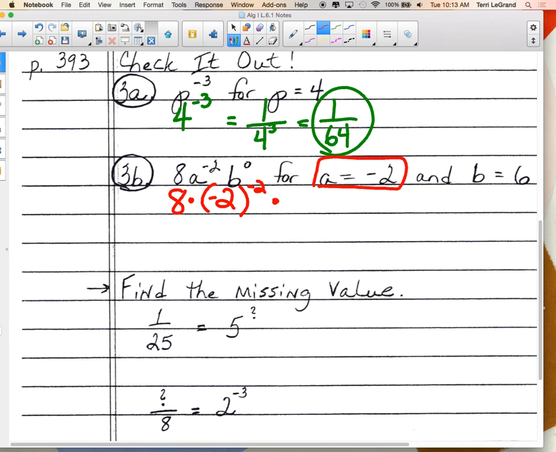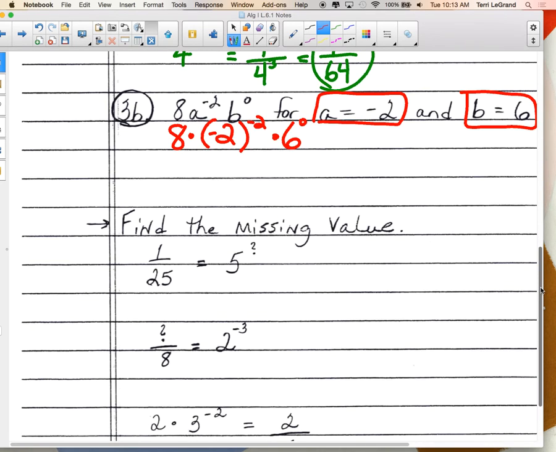And what's going in for B? 6. So it's going to be 6 to the 0 power. Now, we're just going to rename anything that needs renaming, and then in the end, we'll do all our multiplying. 8, should we do anything with 8? No. Might want to make it into a fraction by putting it over 1. Let's at least do that.